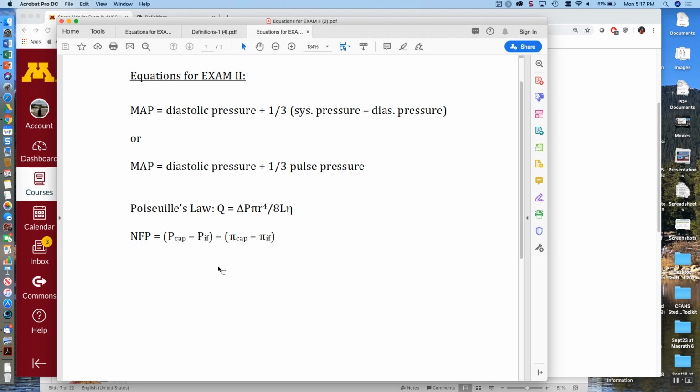So, systolic and diastolic will give you mean arterial pressure, heart rate, and stroke volume is equal to cardiac output. If you know how to calculate these two, then you can just calculate total peripheral resistance.